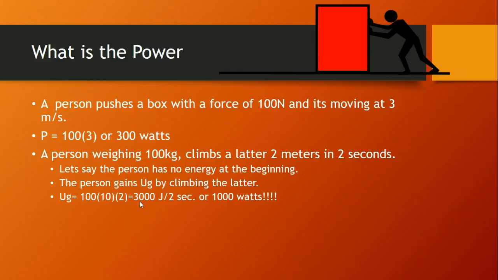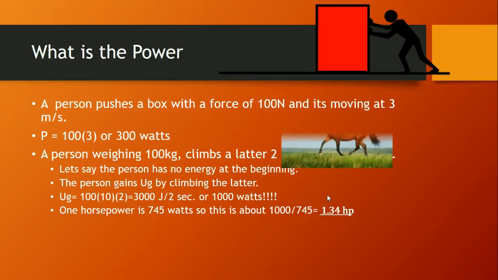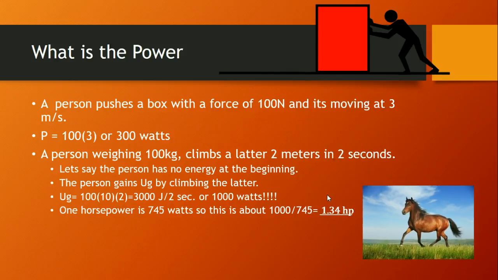And they did that in 2 seconds. So if we divide by the time, 2,000 divided by 2, that should be 1,000 watts. So that is a lot of energy. And for those of you that know about horsepower, 1 horsepower is 745 watts. So if we want to convert this to horsepower, it's 1,000 divided by 745. So this person used 1.34 horsepower when they climbed this ladder, 2 meters in 2 seconds. This is quite a lot of horsepower. Usually in physics, we don't really talk much about horsepower, but this is interesting how you can relate it to stuff you might be more familiar with.